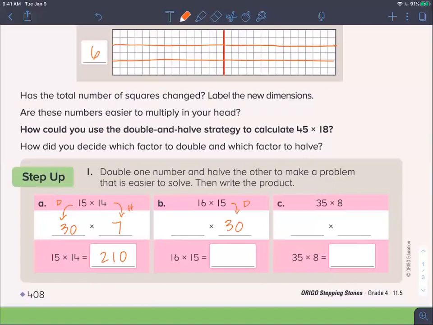Okay, looking at B, again, I think it's easier to double 15 because that brings me to a friendly number, 30. So then I have to take half of this, which is 8. 8 times 30, 240. Much easier to do than 16 times 15. Okay? Again, over here, I notice there's 35. If I double that, I get 70. Then I have to take half of this side, which is 4. 70 times 4, 280. Okay, so hopefully that helps.